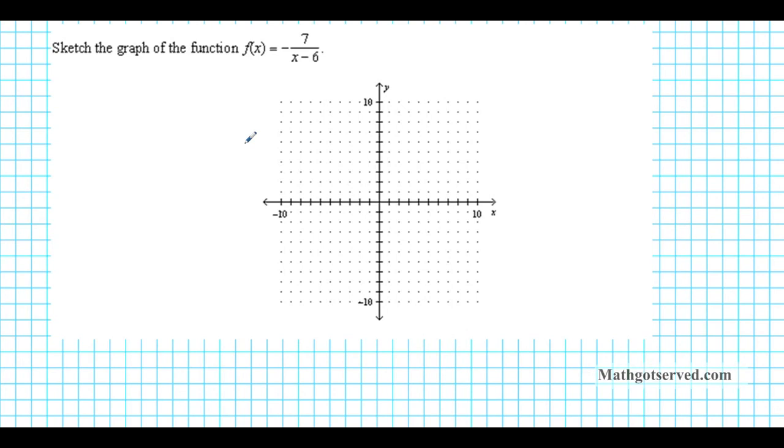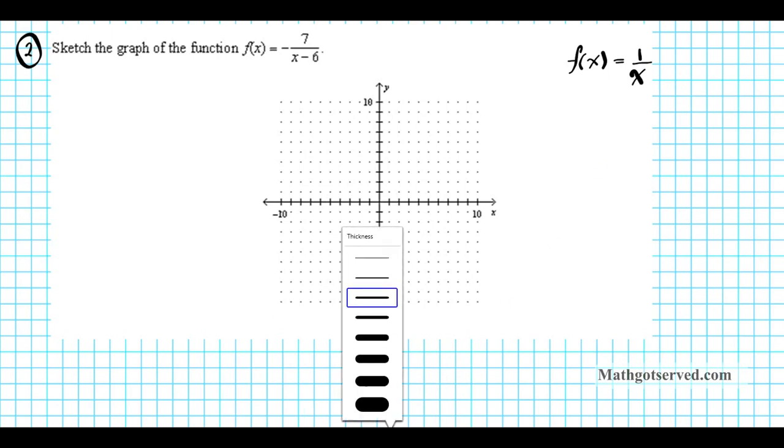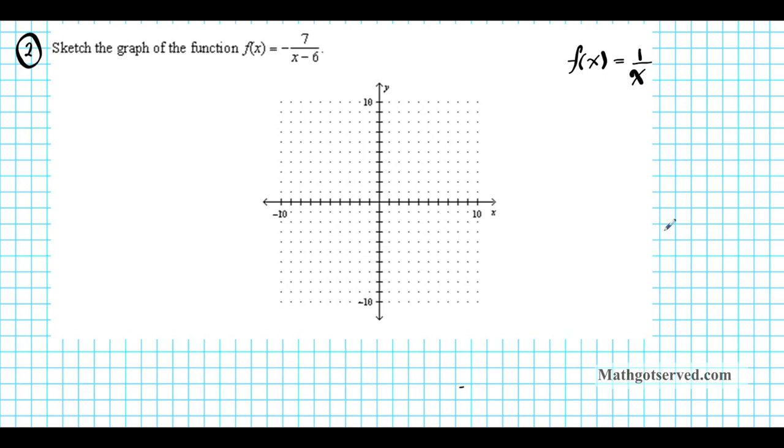Alright, let's take a look at question number 2. We have a transformed rational function here, f of x equals -7 over x minus 6, and we're asked to sketch the graph of the resulting transformed function. Now we'll take a look at the standard parent function for rational functions. F of x is equal to 1 over x. There are some interesting things that we can determine from this function. First of all, we can clearly see that the vertical asymptote is going to be 0.